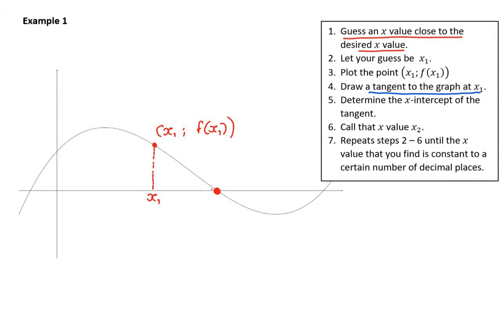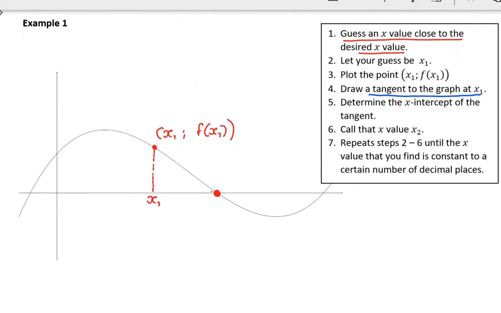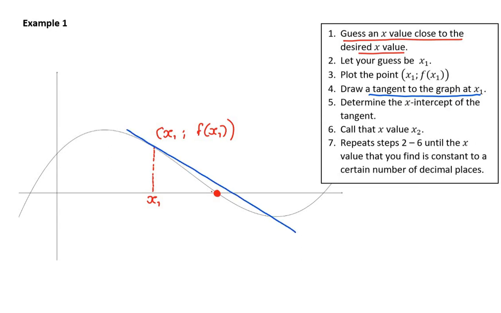Now, it's not very easy for me to draw tangents and use rulers on the screen, but I'm going to try. So bear with me. That looks terrible. Let me try that again. This one looks equally as shocking, but we're just going to go with it. One last try, third time's a charm. It's very difficult on the screen. Okay, that looks much better. So we draw a tangent to the graph at x1.